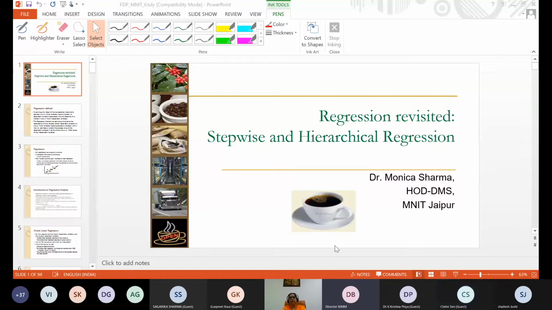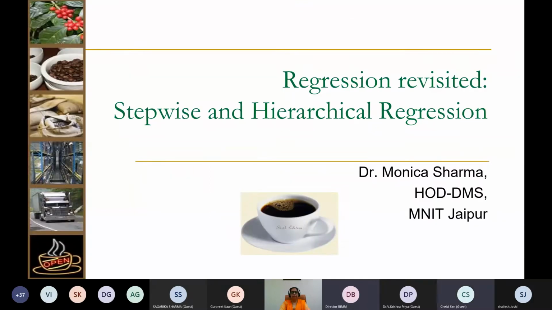So yesterday we had learned about regression analysis and how regression analysis can be used for predictive modeling. So how the equation is arrived at and what is the significance of the different parameters.